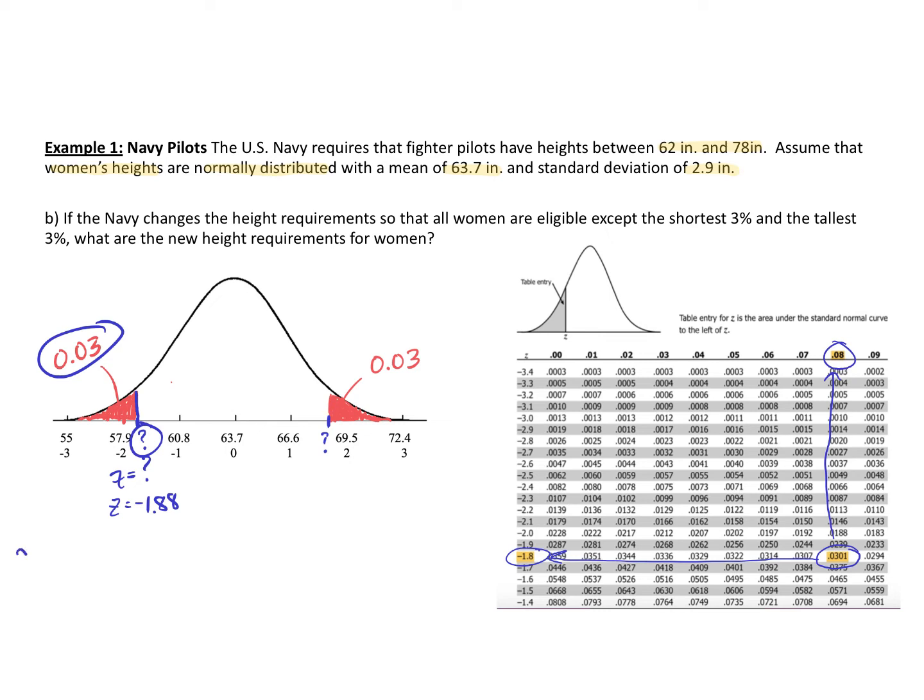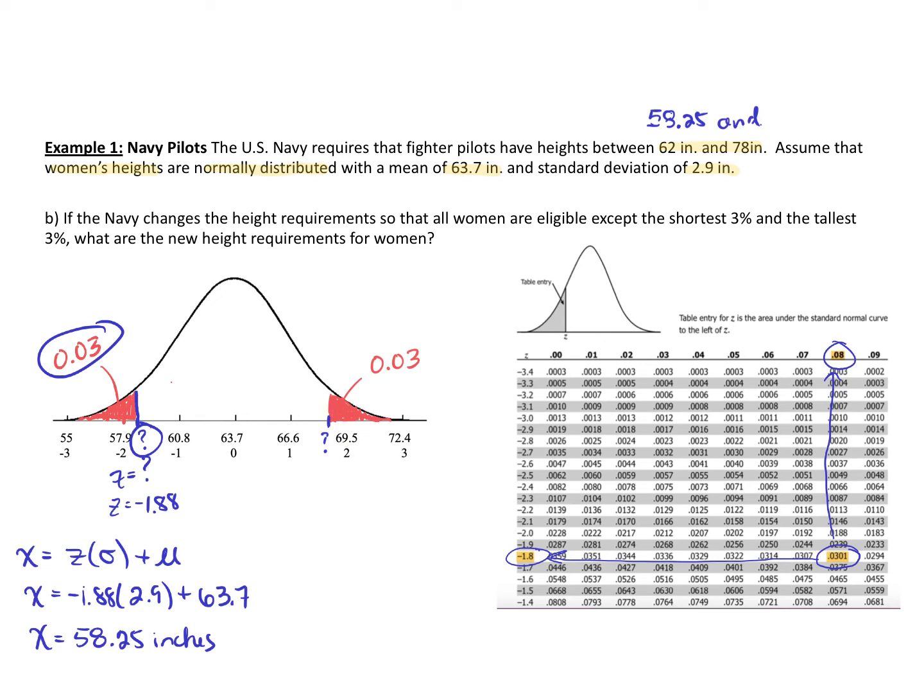So that tells me that the z-score is -1.88, and now that I have the z-score, I can use that formula, x equals z times sigma plus mu, to then find the height that corresponds to a z-score of -1.88. So that height is going to be -1.88 times sigma, which is 2.9, plus mu, which is 63.7. And so that means that a height of 58.25 inches is the height that separates the shortest 3% of females. So then that means that they're changing the height requirement from 62 inches to 58.25 inches.